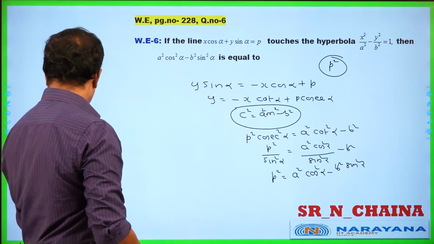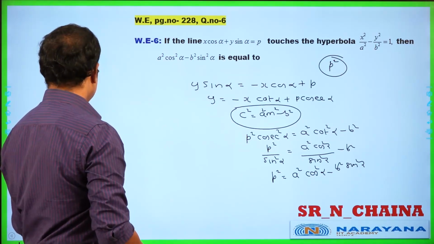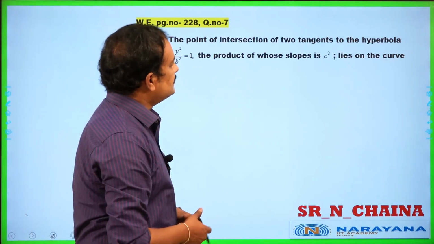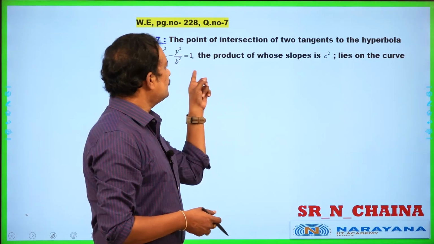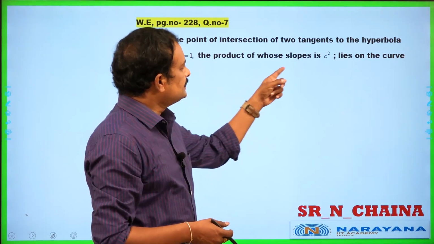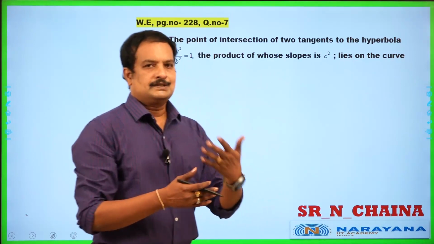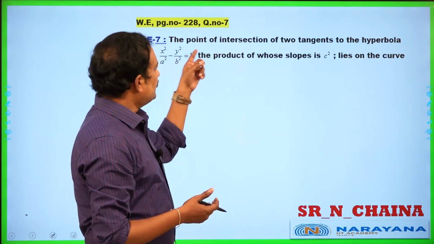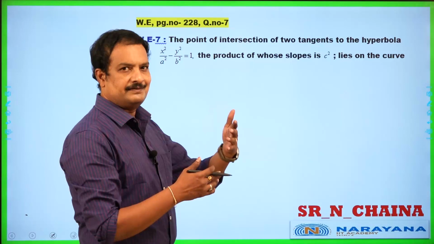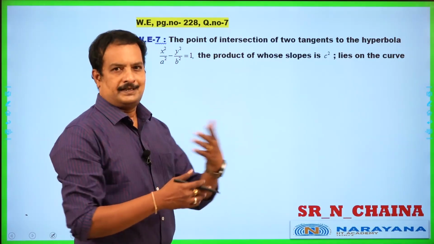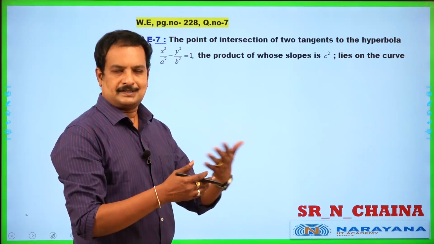Now let's go for the next question. In this case, the point of intersection of the two tangents to the hyperbola, the product of whose slopes is c square, lies on the curve. So here the locus of some point is required. What is that point here? The point of intersection of the tangents to the hyperbola, the locus of that one is required.